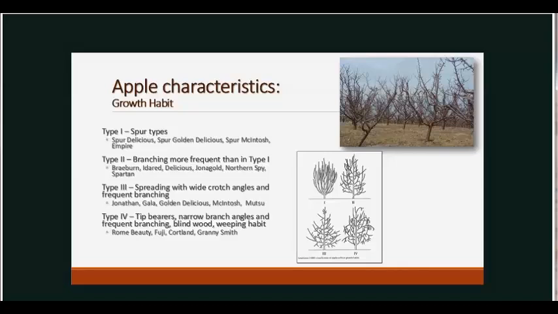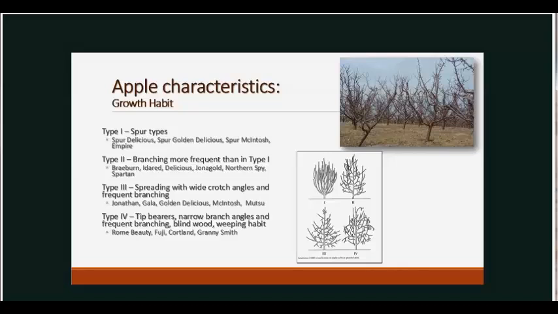Most of the spur type will have this type of look to the tree. Type 2 has more branching than type 1, and so you see the Braeburn, Jonagold, Northern Spy have that type of growth. When you look at number 3, it is more spreading with wider crotch angles, and it has much more frequent branching if you compare it to number 1 and number 2. And so those are our more traditional, like Golden Delicious. That's why a lot of times people that are very familiar with apples can make a good guess of what type of apple or what family of apples it is just by the growth type, because the trees somewhat have a remembered appearance. But it's type 4, as I said, that I want to draw your attention to.